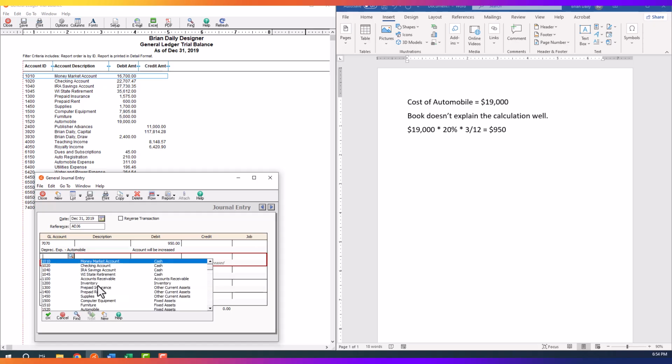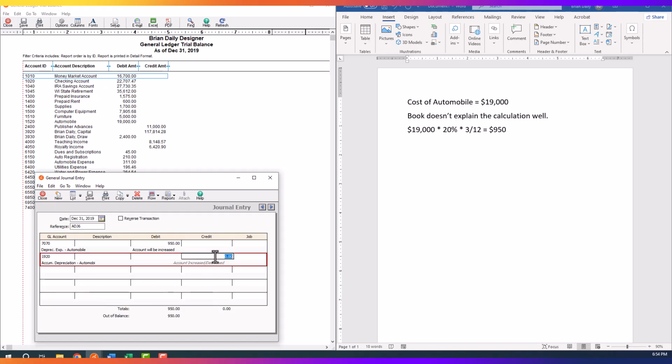And then we need to reduce the book value of the asset. So we find the contra asset to the automobile, the accumulated depreciation right here. We're going to credit that to reduce the book value of the asset. Our journal entry is in balance and we can save it.